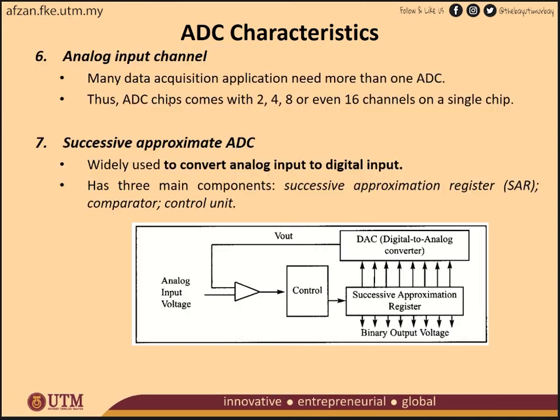And then the analog input channels. Many data acquisition applications need more than one ADC. Those ADC chips come with 2, 4, 8, or even 16 channels on a single chip. If you're going to have more sensors, then you're going to need more ADC input channels. So the more ADC channels, the more sensors you can put into your system. And last but not least is the successive approximation ADC, widely used to convert analog input to digital output. It has 3 main components: successive approximation register, comparator, and controller.